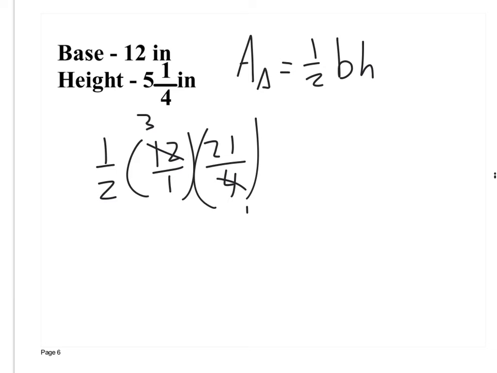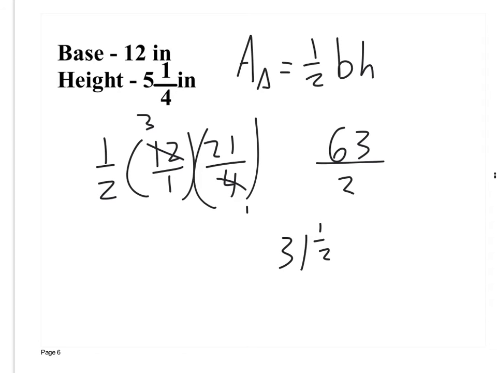Anything else cancel? No, so I take 1 times 3 times 21, I get 63. I take 2 times 1 times 1, I get 2. So what's 63 over 2? What does that reduce down to? 32 and a half? 32? 31 and a half. 31 and a half.